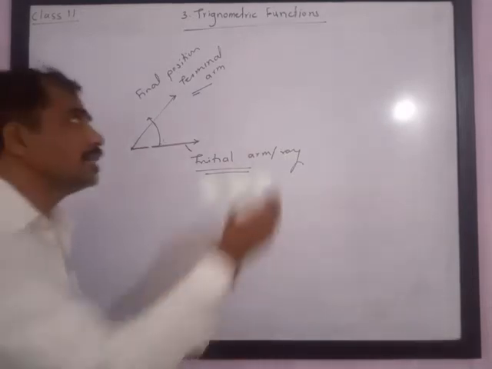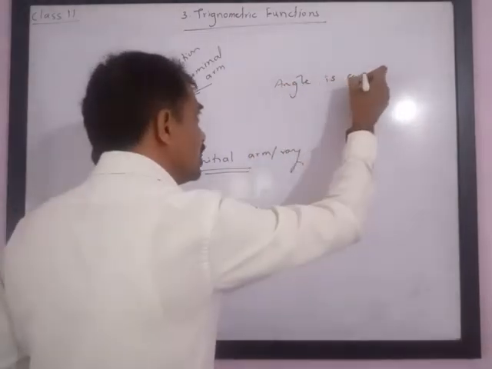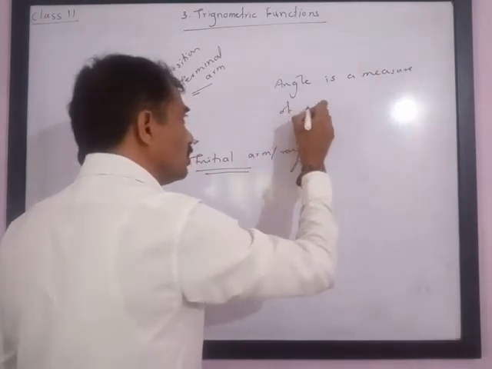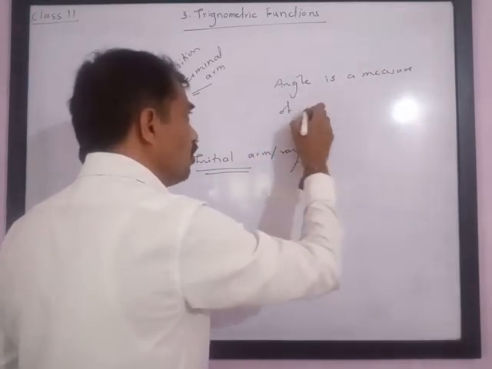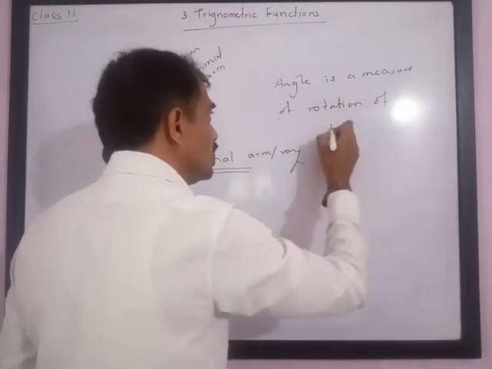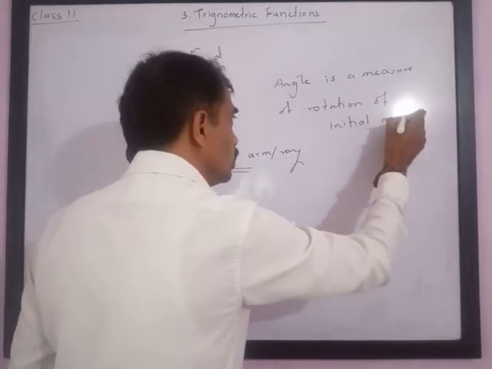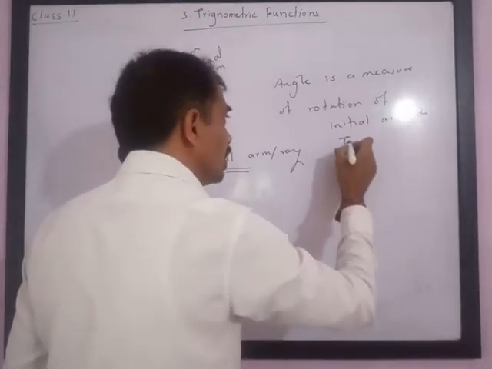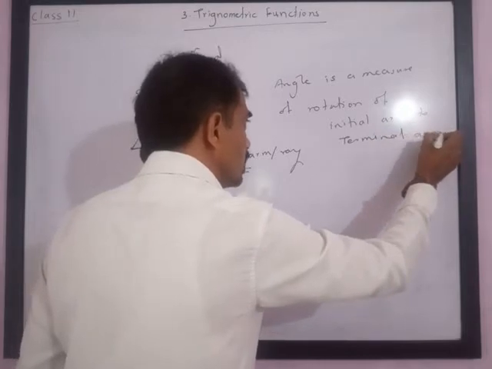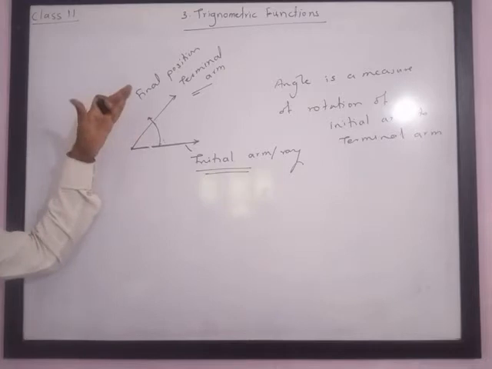Thus, angle is a measure of rotation of the initial arm to the terminal arm. Please note, here we have considered the initial arm and the terminal arm.